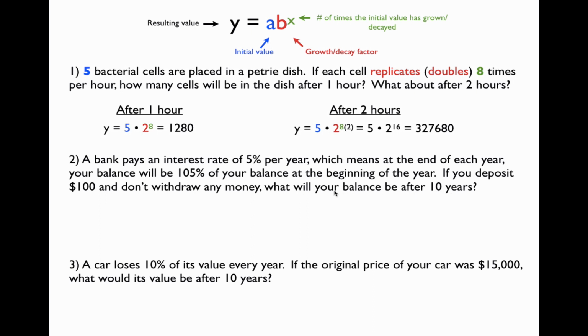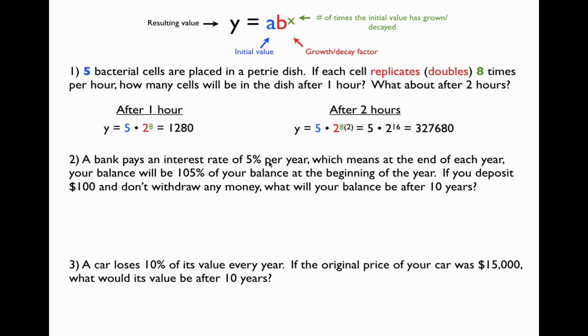So let's start to identify the different parts of our model. What's our initial value? What was the initial balance of the account? That would be $100. Now, what is our growth factor, or the value that we're multiplying by? You might have been tempted to say that it's 5%, but that is what's called the growth rate. It says an interest rate of 5%. The growth factor is basically a ratio between what you have now and what you had or what you started with.